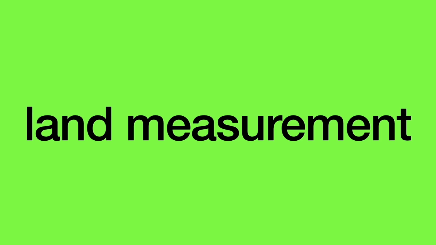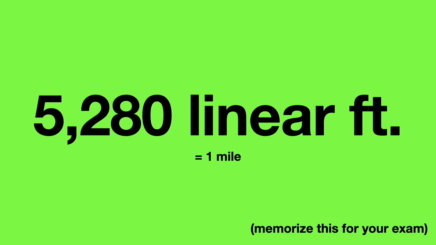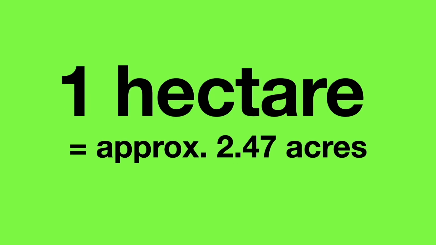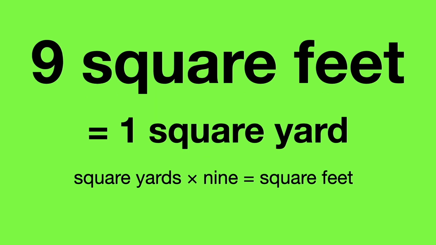Land measurement. Personally, here are the land measurements I found most helpful to memorize. 43,560 square feet is 1 acre. 5,280 linear feet is 1 mile. 1 hectare equals approximately 2.47 acres. 640 acres is 1 square mile. 1 square yard equals 9 square feet. Square feet divided by 9 equals square yards. Square yards times 9 equals square feet.